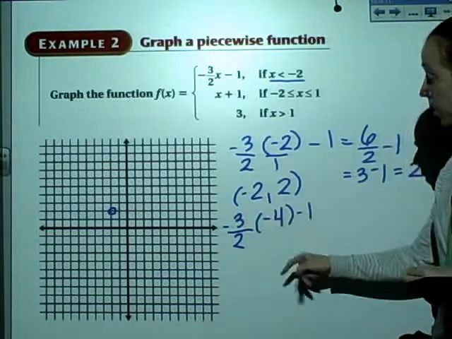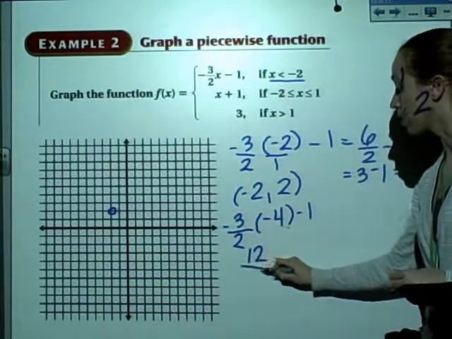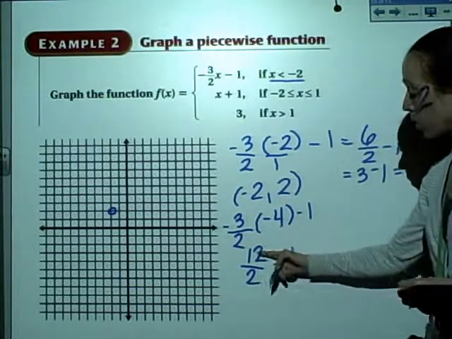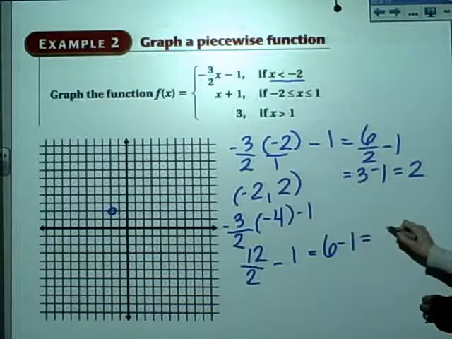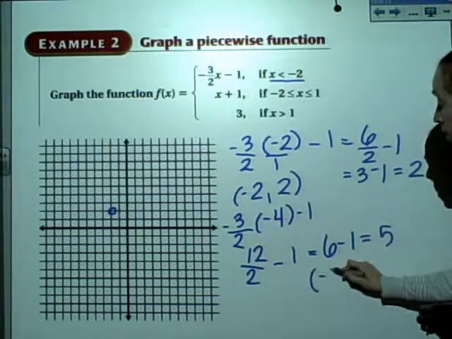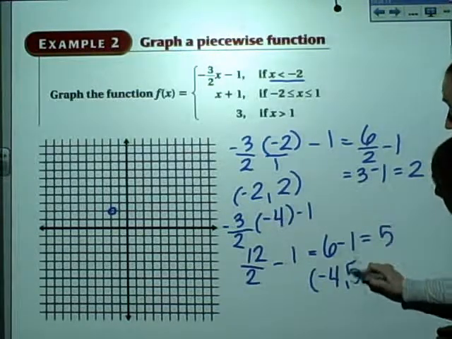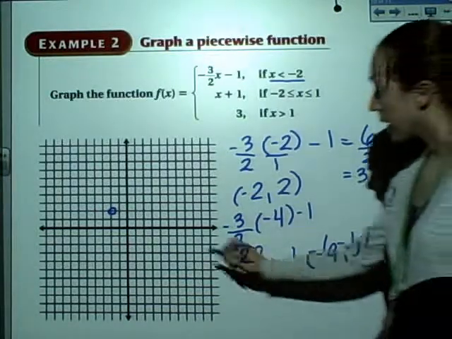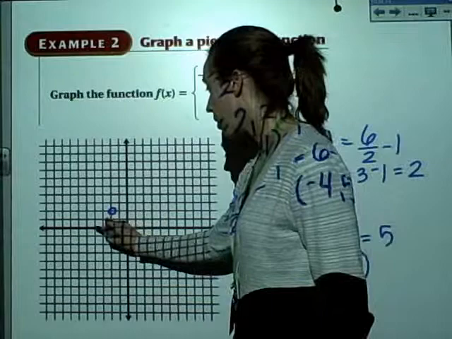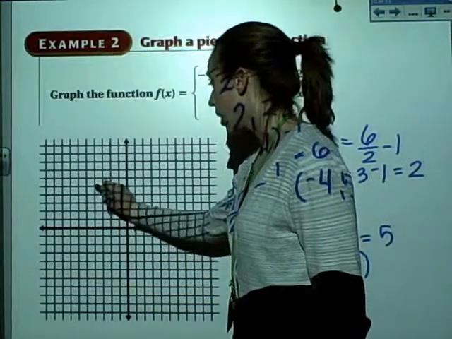Negative 3 times negative 4 is 12. 12 divided by 2 is 6, minus 1, which is 5. So this tells me the next point on that graph is negative 4, 5. So I'm going to go to negative 4, 5, and I'm going to put a dot.